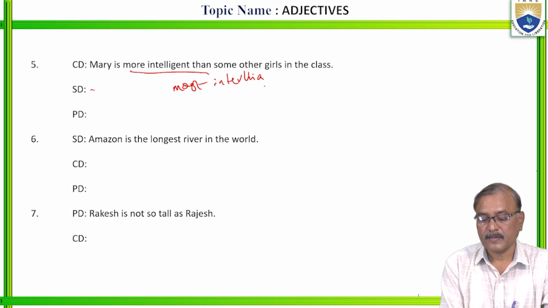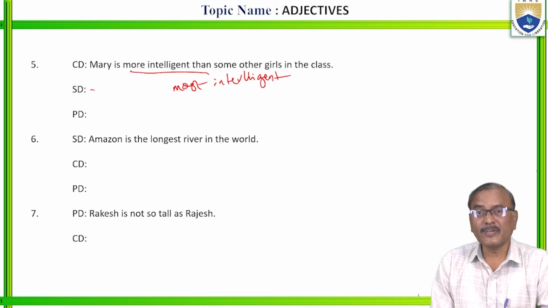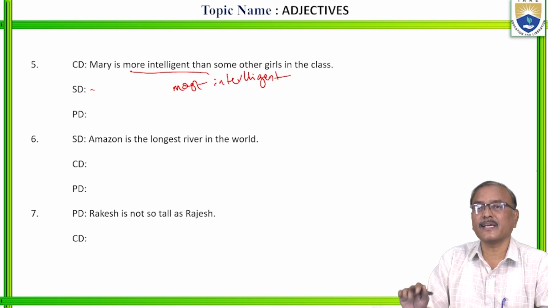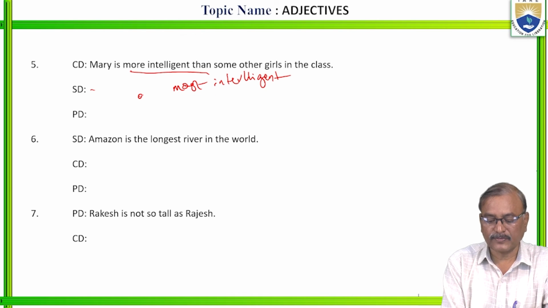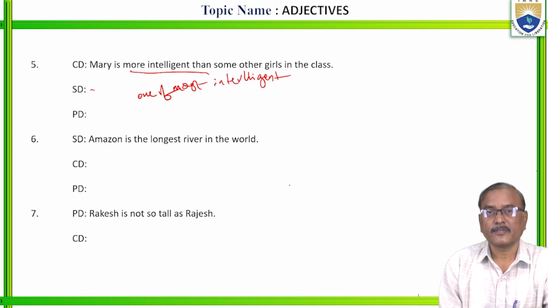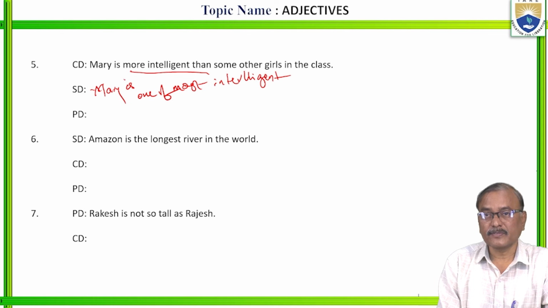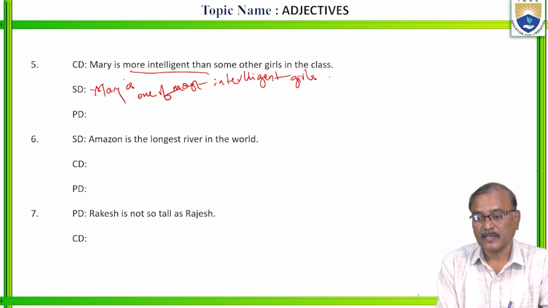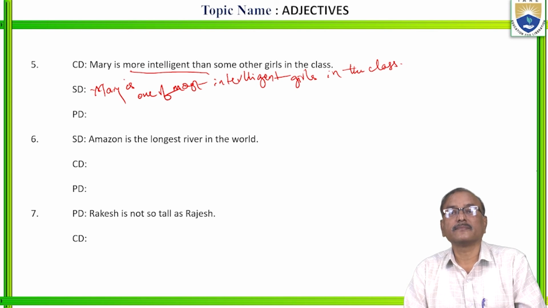Intelligent. Mary is the most intelligent means no one is equal to her. Yes, there are some intelligent girls, because she is more intelligent than some other girls, not all other girls. Means some are equal to her. So don't say most intelligent. You say here one of the most intelligent. Who? Mary. Mary is one of the most intelligent girls in the class. Right?